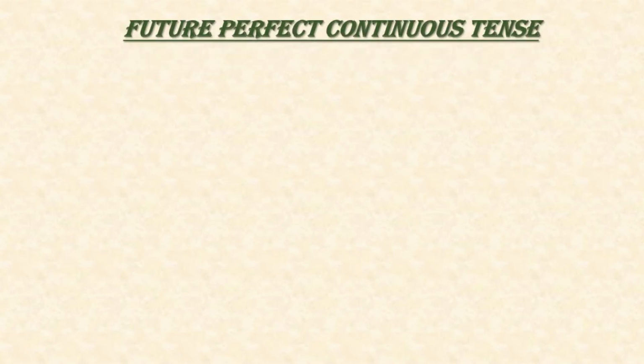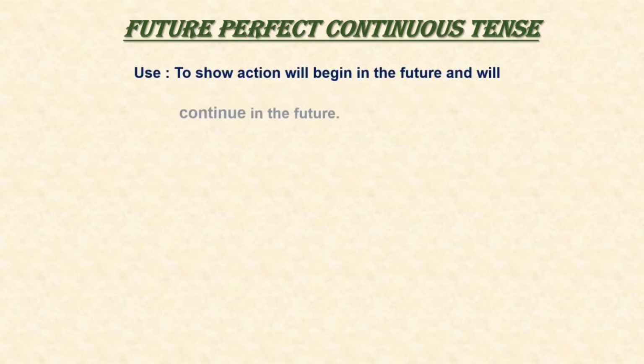And the last one, friends, it is future perfect continuous tense. And when to use it? See, to show action will begin in the future and will continue in the future. If you look at this use, you might get confused because it is rarely used in speaking and even in writing. You might have come across such kind of structure in the novel, in the drama, or anywhere in the speaking. So it is rarely used, but still we have to study it.